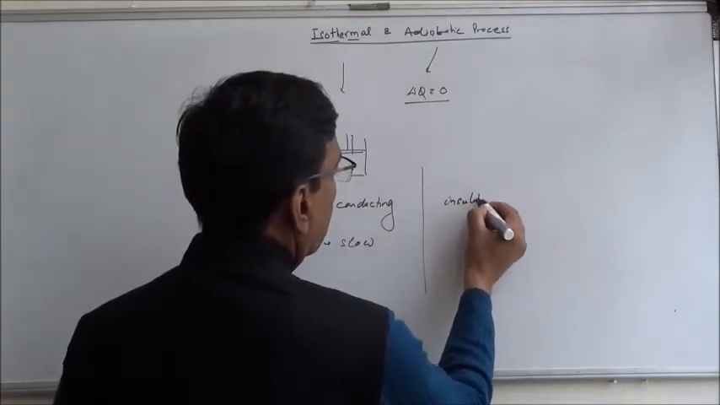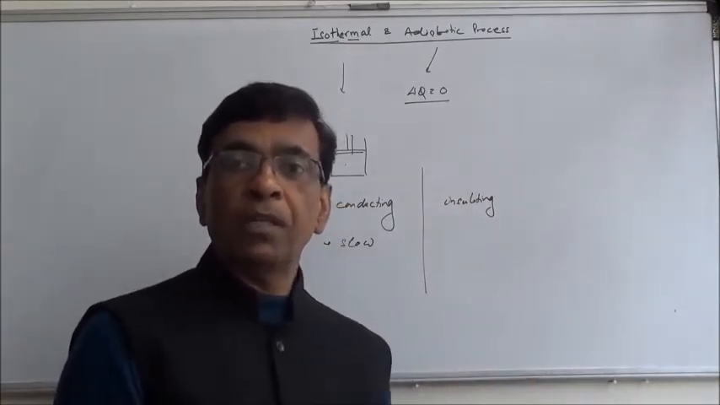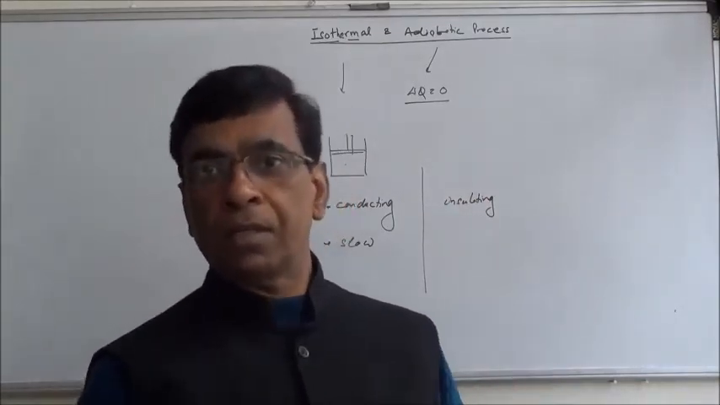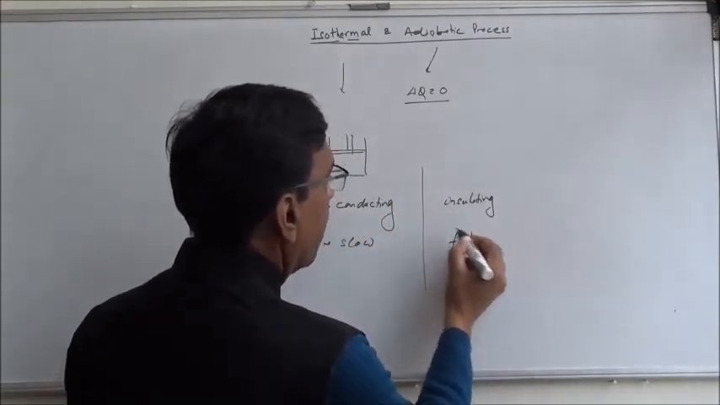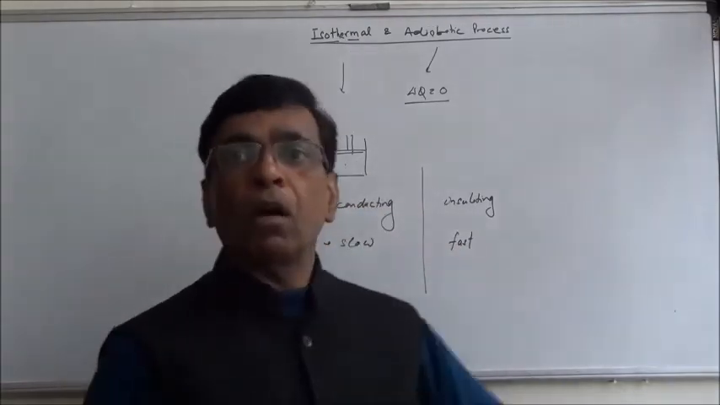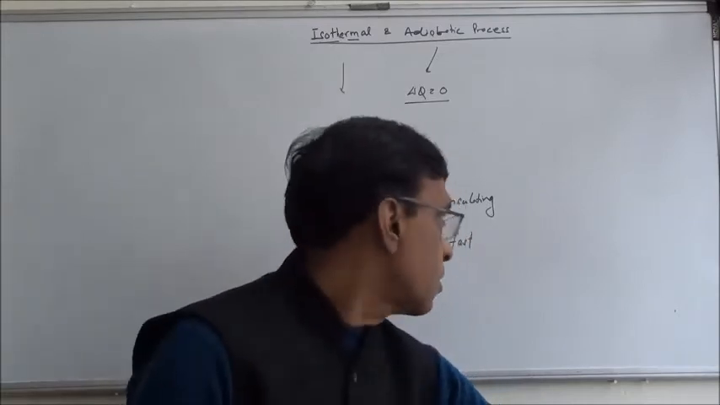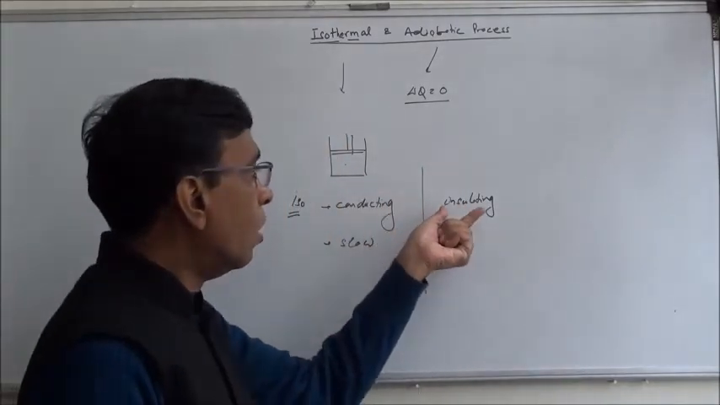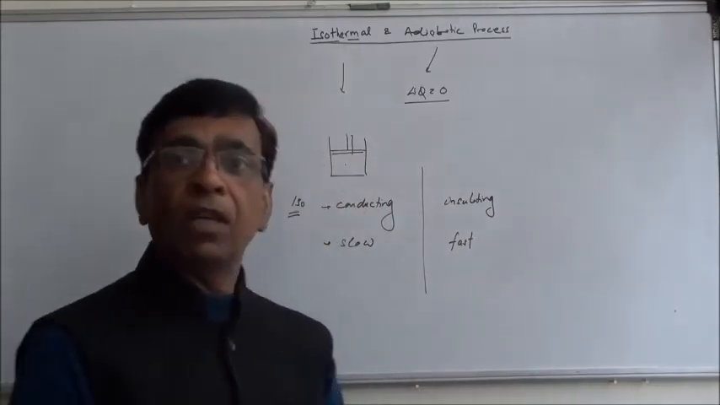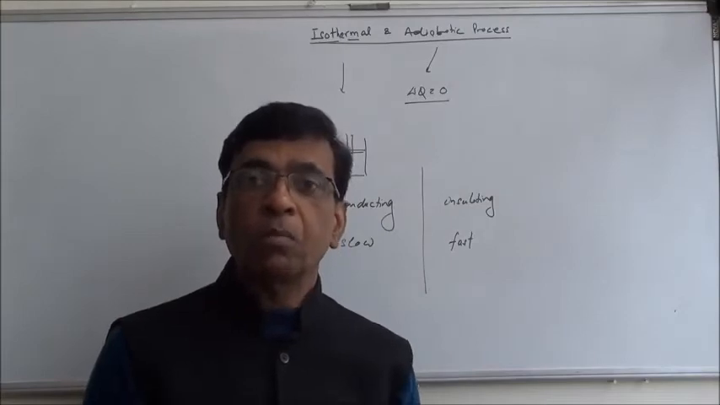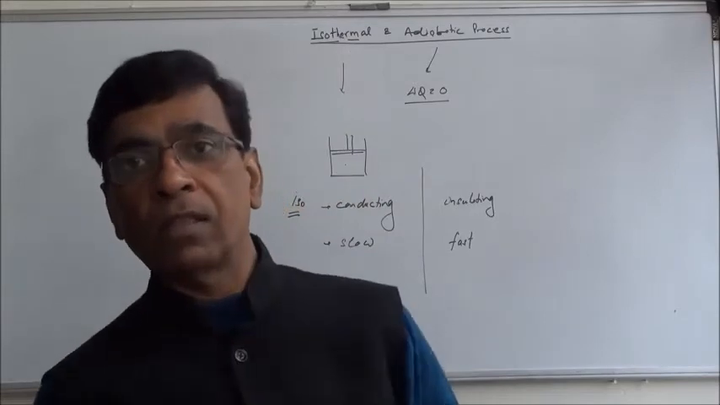Insulating. The walls should be insulating because we don't want any heat transfer. So it means temperature will either increase or decrease in an adiabatic process. And the process should be performed very fast because again, no matter how good an insulator the material is, some heat will always transfer. So the process should be performed very quickly so that there is not enough time for the heat transfer.